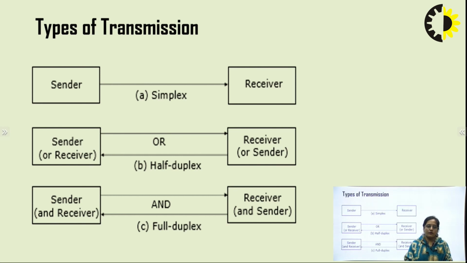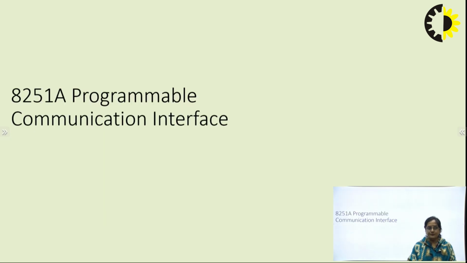The third mode is full duplex, in which both ends are transceivers, so they can simultaneously transmit as well as receive data. The best example is our mobile or telephone system, where both ends can communicate simultaneously. Among these three modes we have to choose one, and mostly we go with full duplex communication.